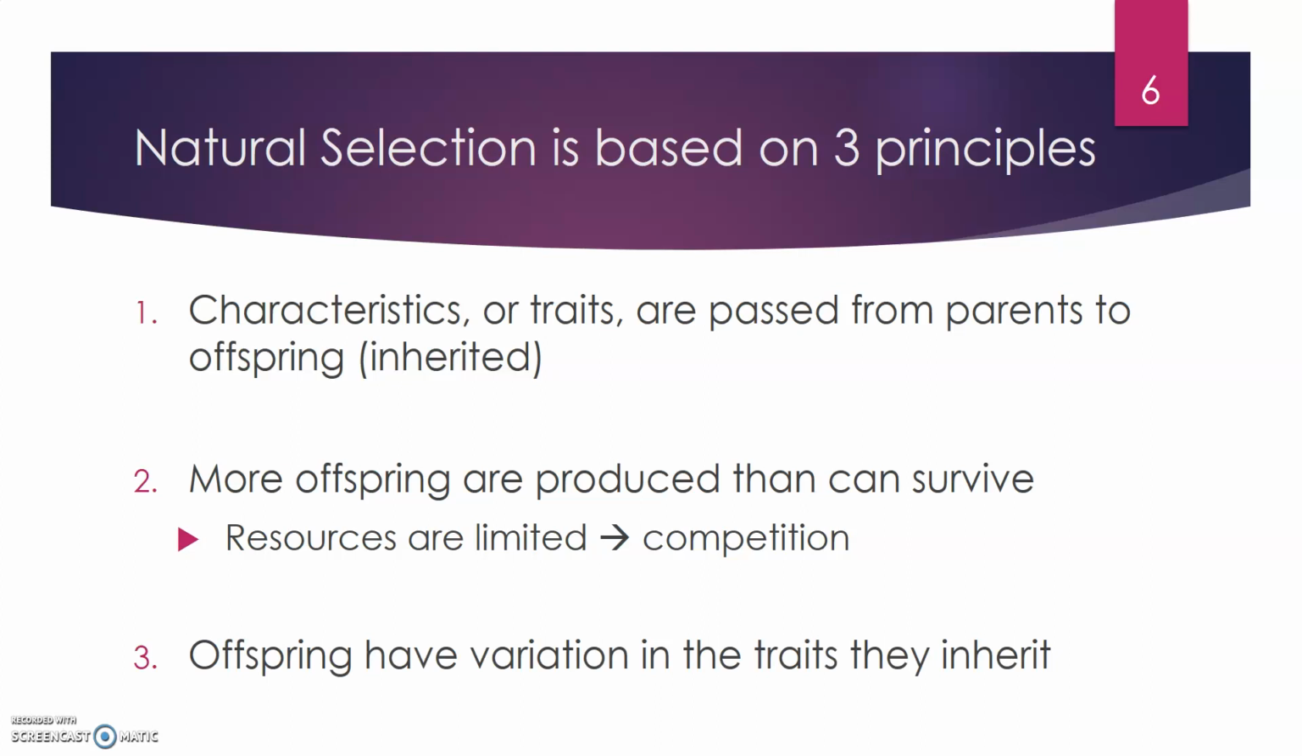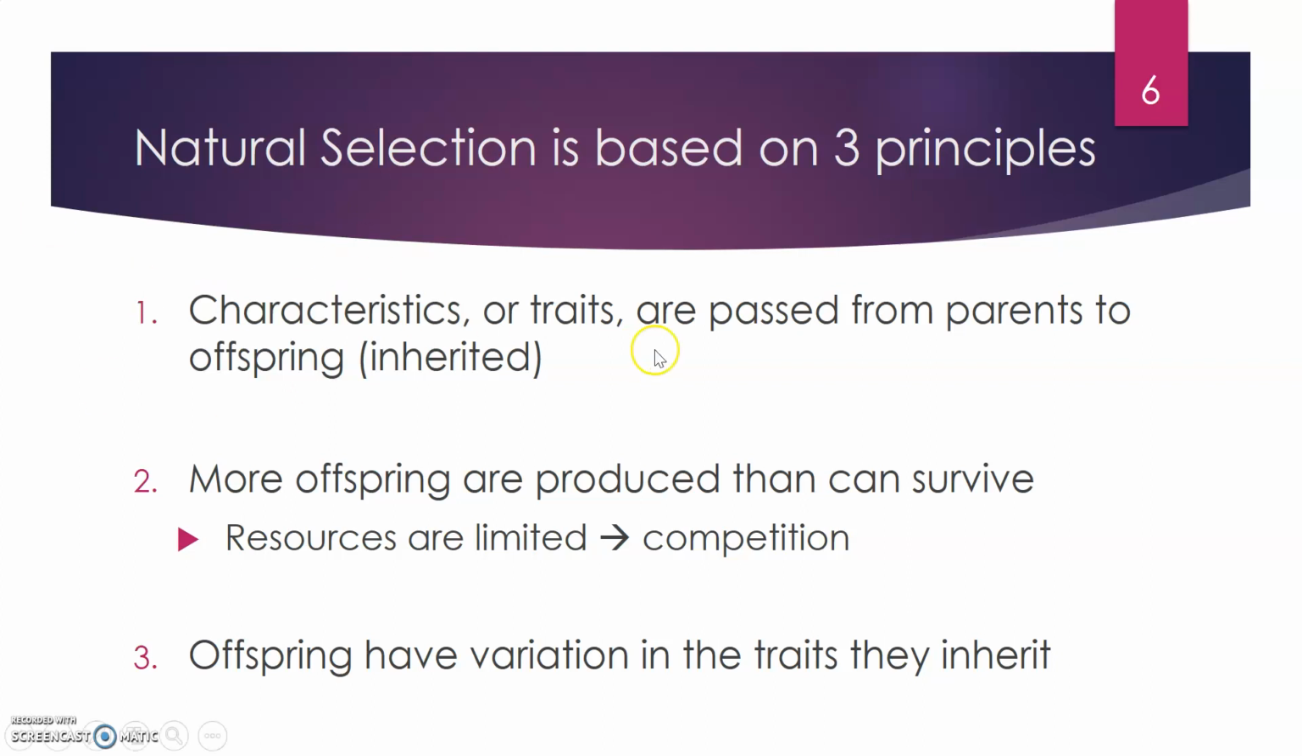And it's important for natural selection to occur that there's variation in the traits that are inherited, right? And so all those different beak sizes need to be in effect for one to be better than the other. Otherwise, how can one be better than the other, right?